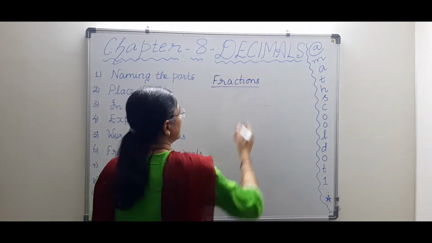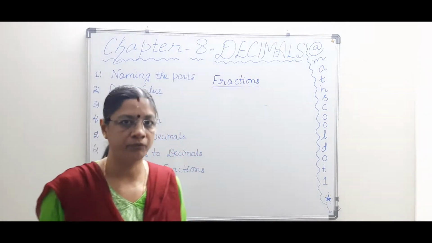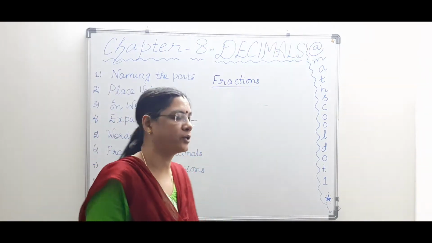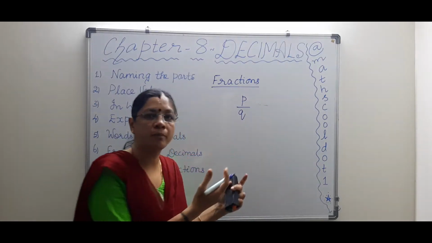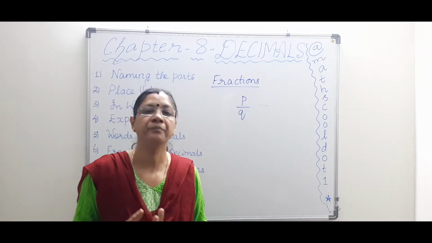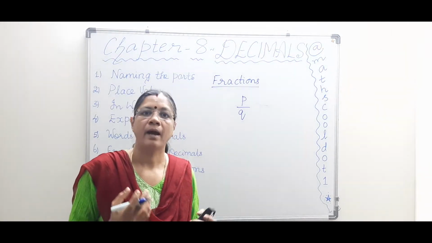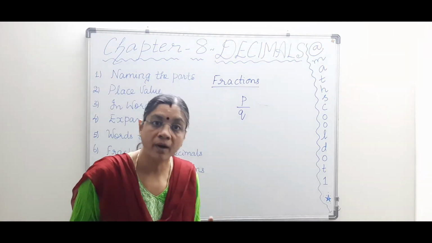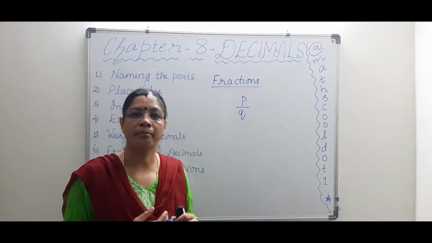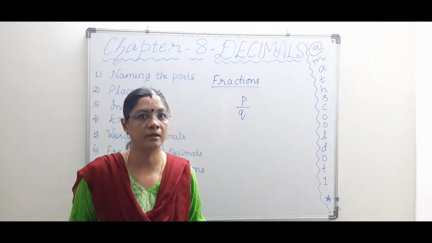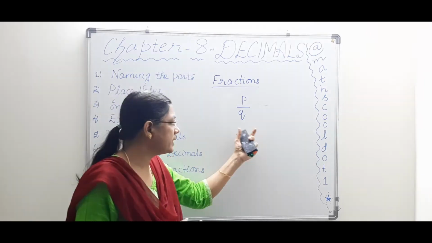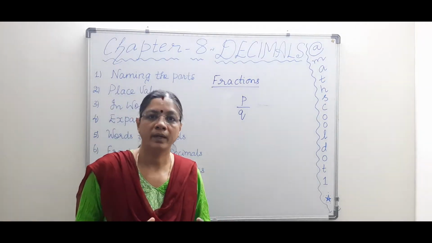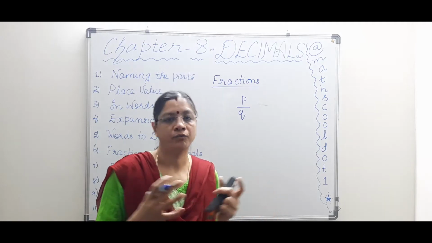By this time we know much about fractions, isn't it? So we know fractions are of the form p by q. We have a number on the top which is called the numerator and the bottom which is called the denominator, and we can also divide the number on the top by the number on the bottom, which is called the denominator, right? So these fractions, we know, are a part of a whole.